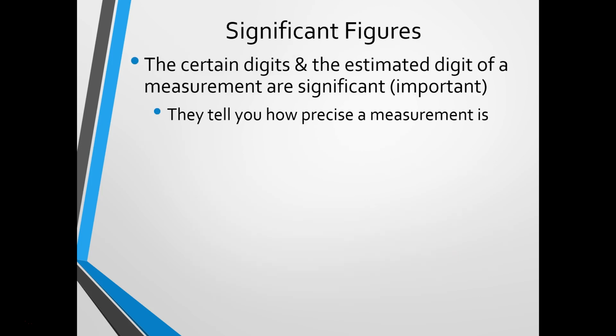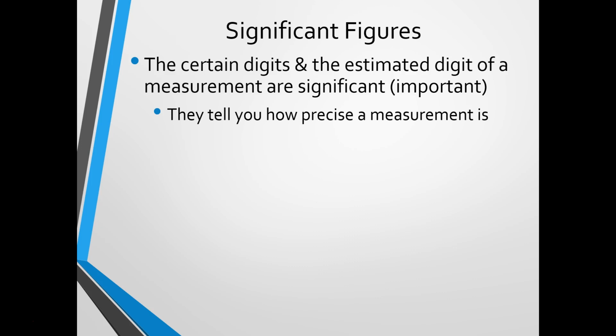Now, a significant figure is the certain digits and the estimated digits of any number. These are the numbers that are important. They're significant. They're what we care about. Going back to that measuring cup example, yes, it's 2.5, but that's really all we can say. We can't say it's 2.51 or 2.52 or 2.49. No, we can just say it's right around 2.5. Anything after that 5 is insignificant. We don't know. It's not important.